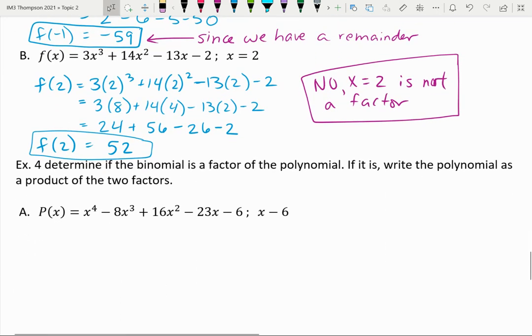And then example 4 will be our last example set. Just 2 more problems to go. Example 4, determine if the binomial is a factor of the polynomial. If it is, write the polynomial as a product of the 2 factors.